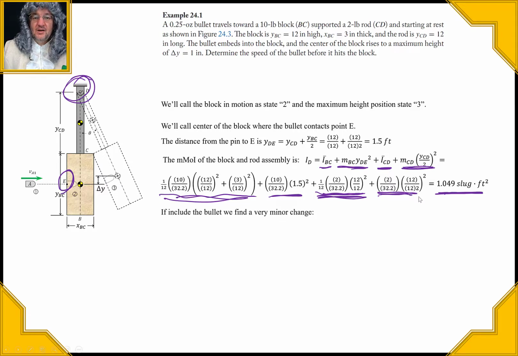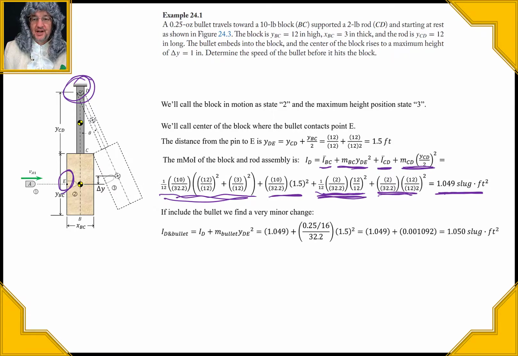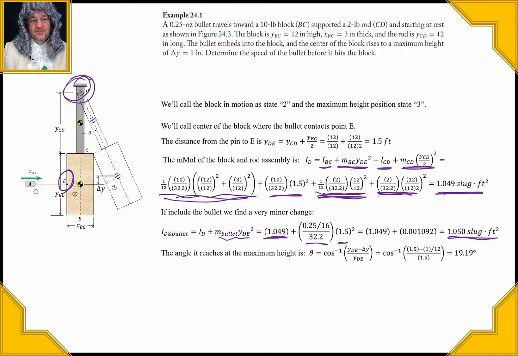Okay, so now what if we included the bullet, because the bullet does embed, but remember it's only about 1/4 of an ounce, and I looked that up to find whether that was true. We would also add in the bullet as a point mass. So this is the I that we just calculated, and we take the bullet's mass and distance, and you'll see that it has a very small effect.